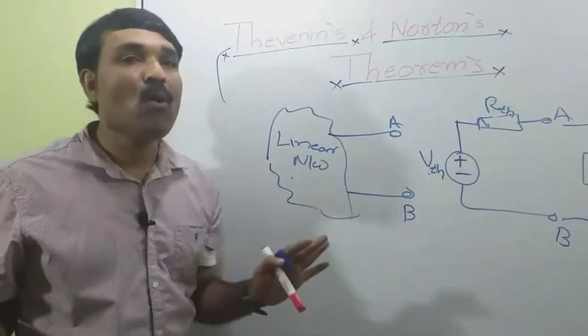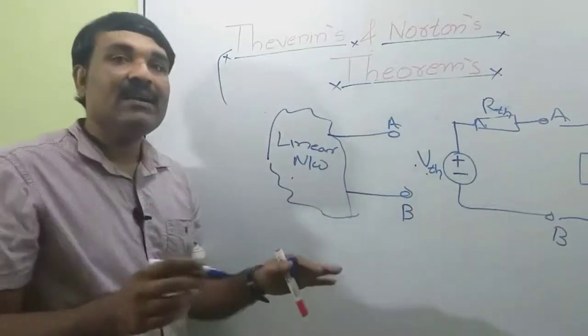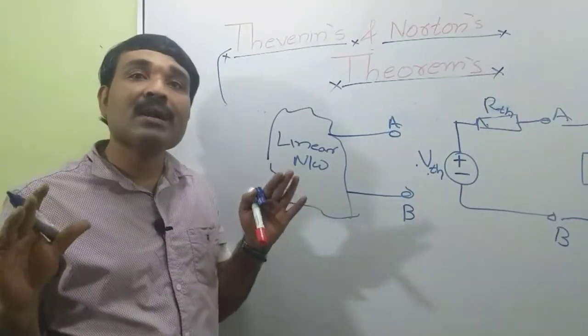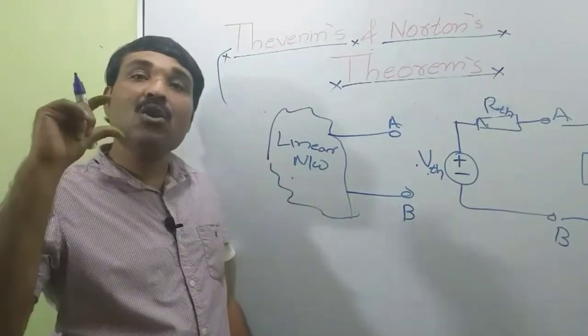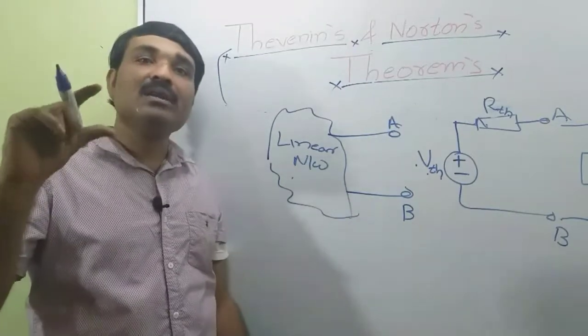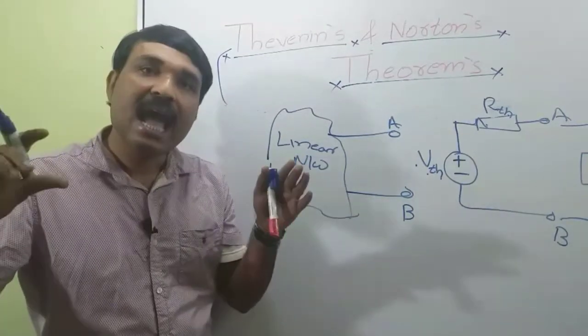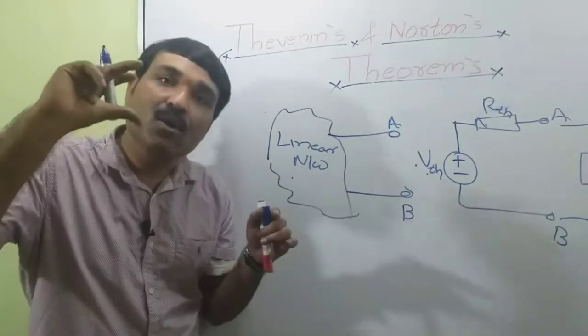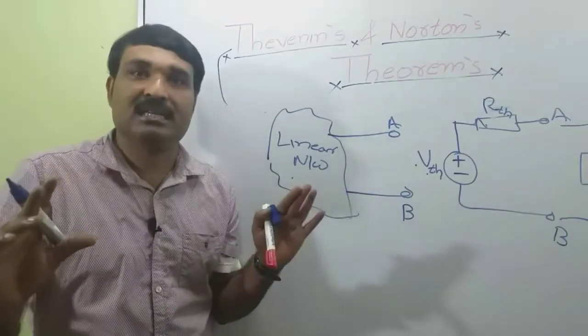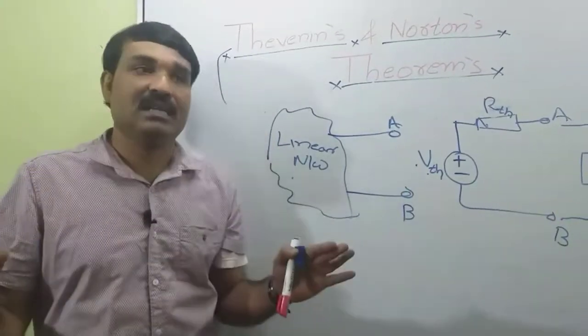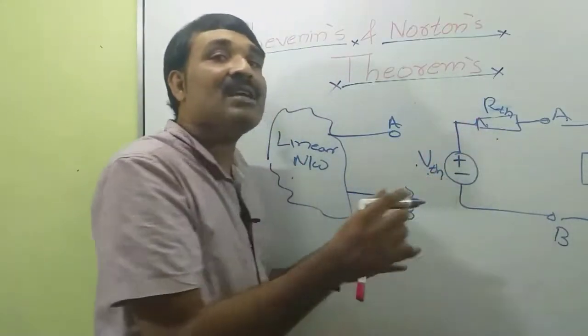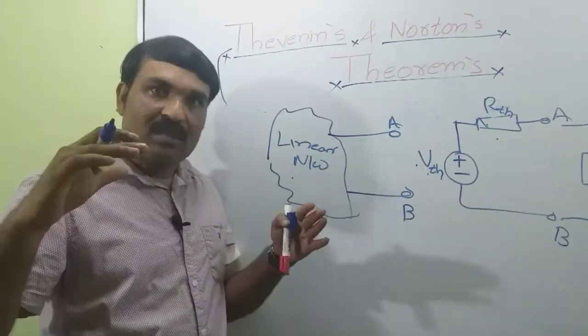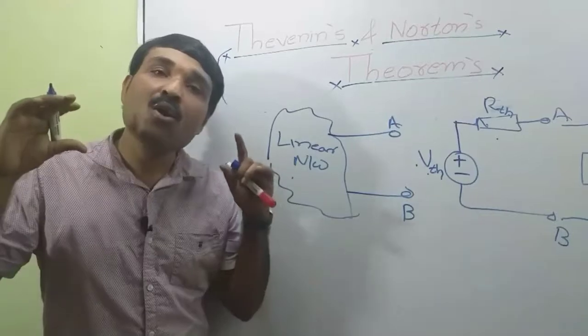Okay. Now, what is VTH? VTH is the open circuit voltage across the load terminal. What we have to do is, we open circuit the load and find the voltage across it. That is open circuit voltage. That is called Thevenin's equivalent voltage. And RTH is the Thevenin's equivalent resistance. That is obtained across the load terminal.